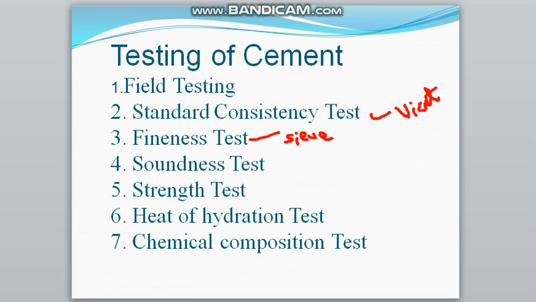Next, we will discuss the setting time test, which is performed using the Vicat apparatus. Generally, there are two types of setting time: the initial setting time and the final setting time. Initial setting time is when the needle is allowed to penetrate into the paste.